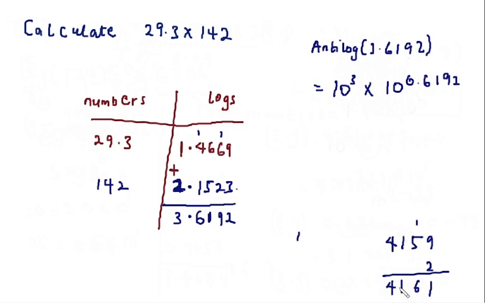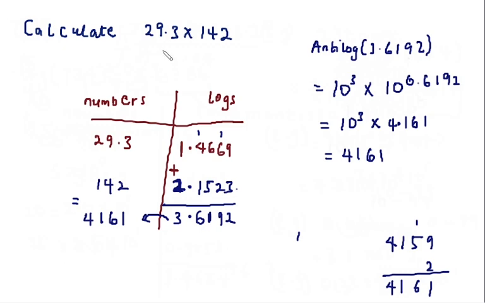So remember, I have to express this number in a way that it fits in the standard form format. So I will say this is equal to 10 to the power of 3 times 4.161. So this is 4161. So if you convert this to antilog, the number you're looking at is equal to 4161. So that means this number, 29.3 times 142, is equal to 4161.